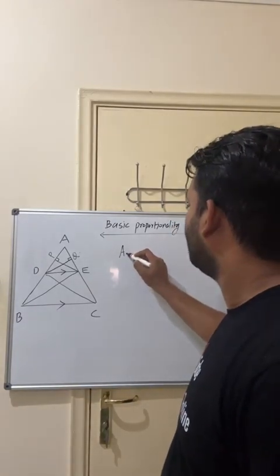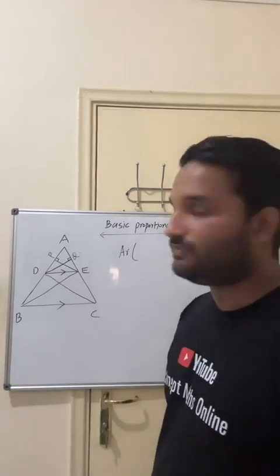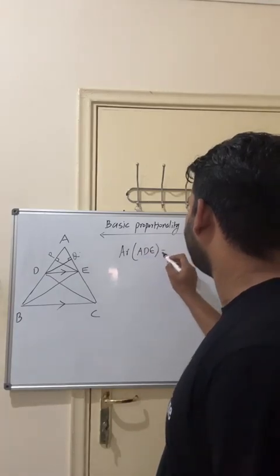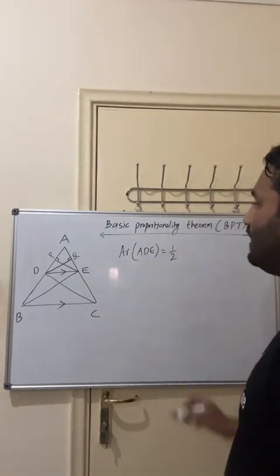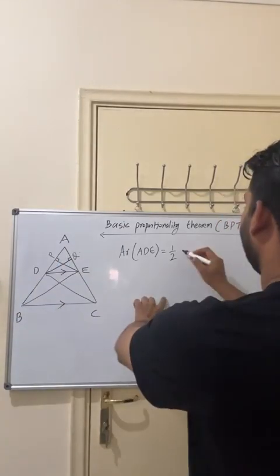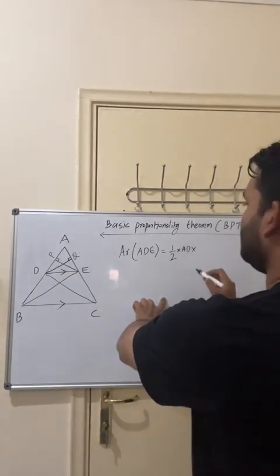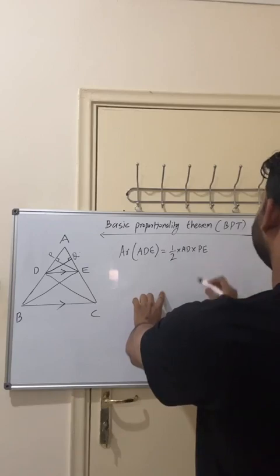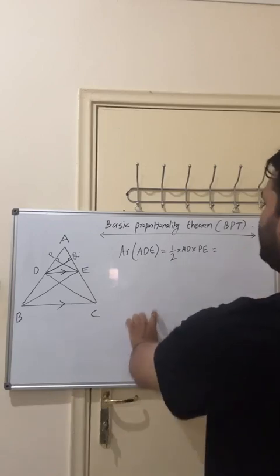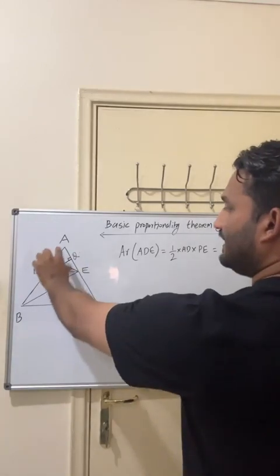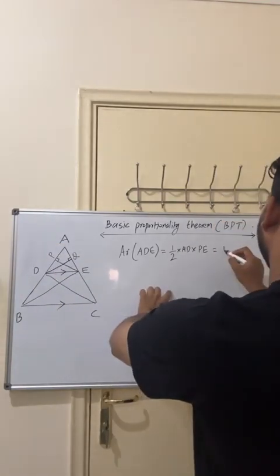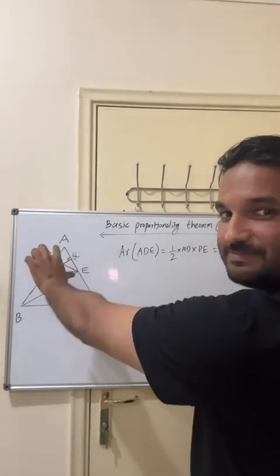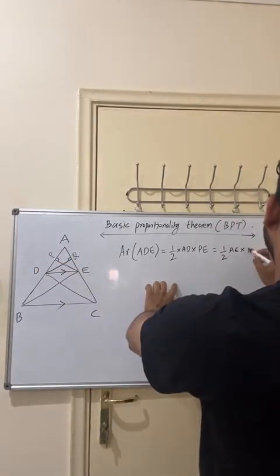We can denote it as area of triangle ADE is equal to half into the base AD into the height. When you consider this base, PE is the height. Similarly, we can write the same triangle area in terms of the base AE: half into AE into the height, which is DQ.